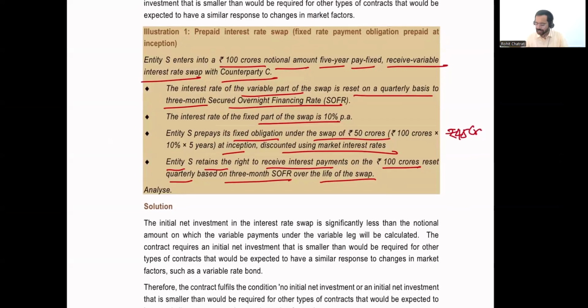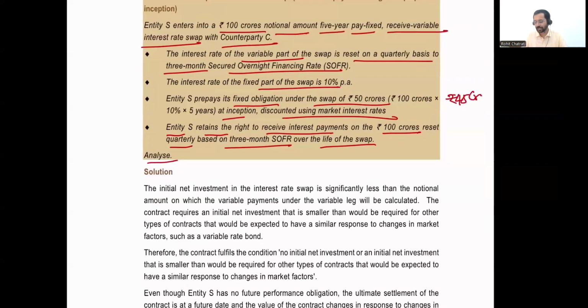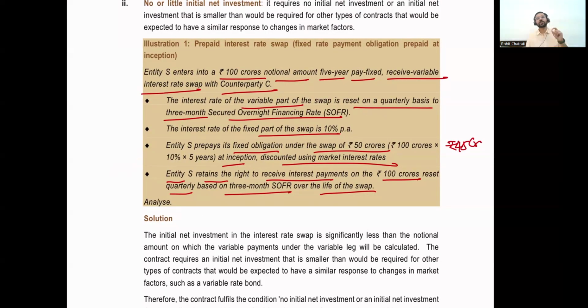Now the question is to analyze. The analysis is basically to evaluate whether this is a derivative contract or is not a derivative contract. Now the focus of the question is on evaluating whether the initial investment is low or is not low.